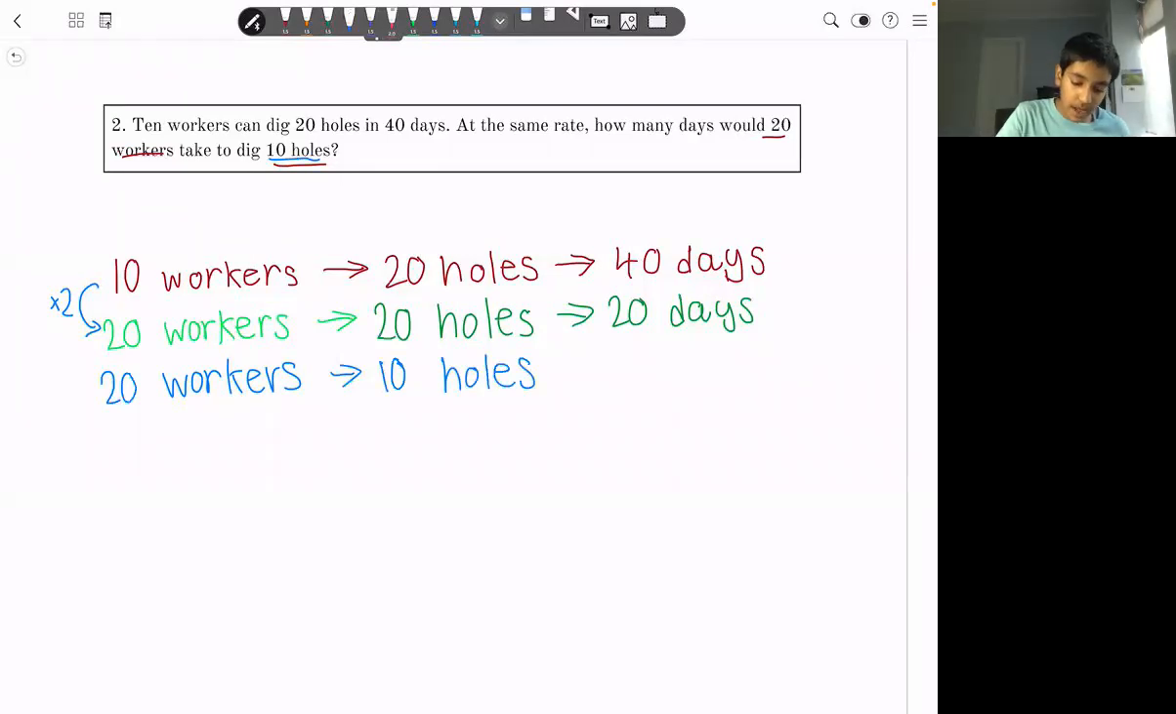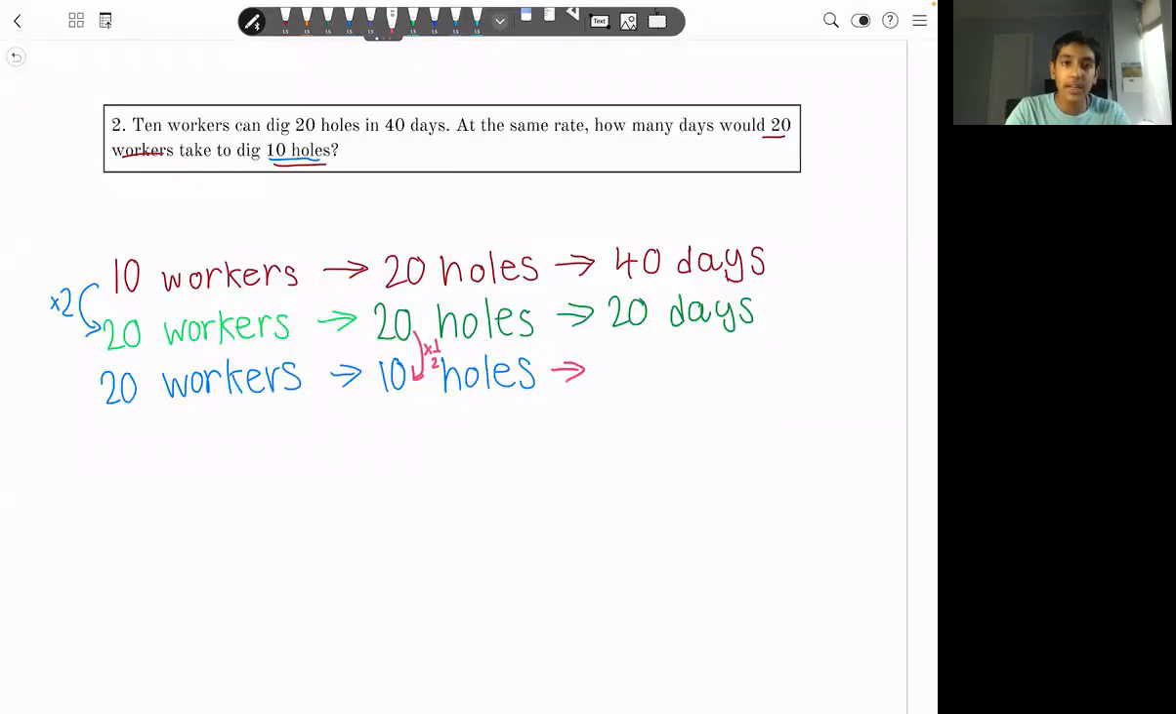Well, now in this case, we have half the amount of work. So now they only have half the number of things to actually do. And since they only have half the number of things to do, it's only going to take half as long. So all we really have to do is just multiply it by 1/2.